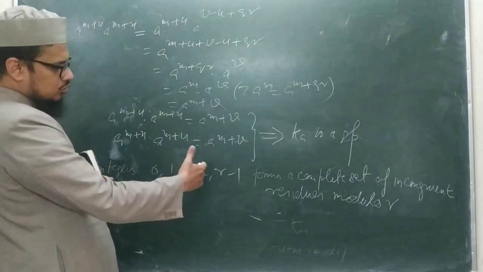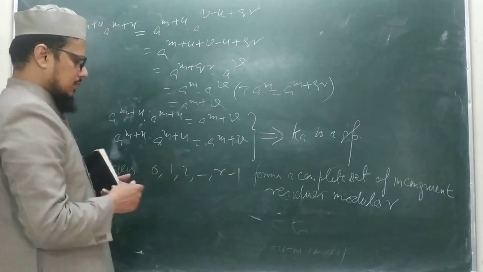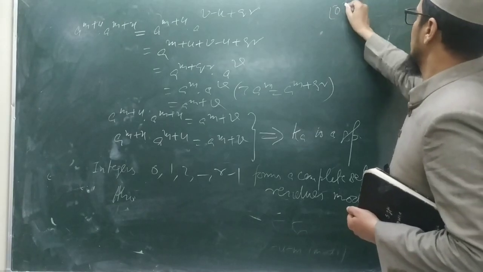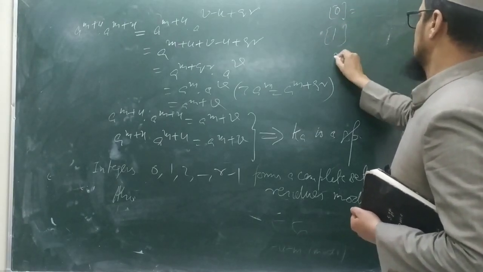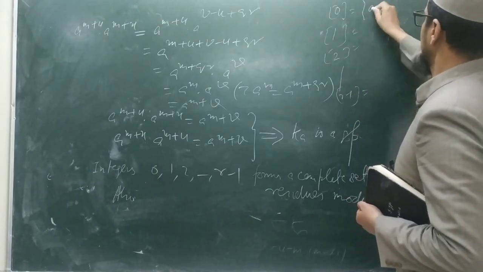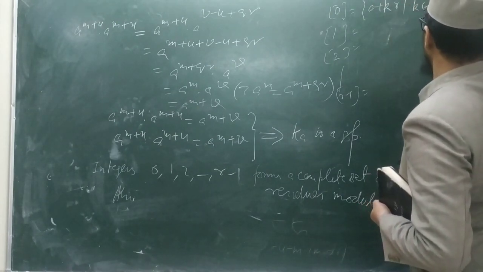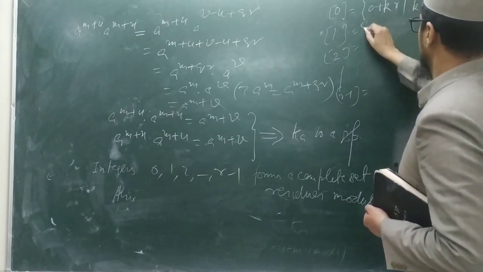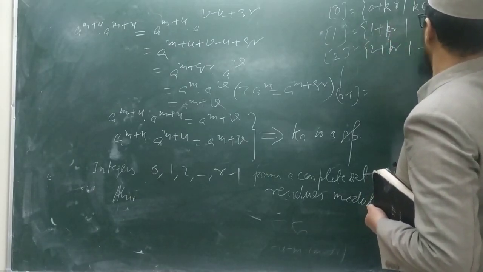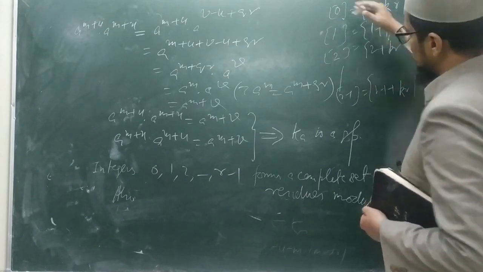Integers 0, 1, 2, ..., r minus 1 form a complete set of incongruent residues modulo r. Basically, these are the equivalence classes 0, 1, 2, ..., r minus 1. It is like this: 0 plus kr, where k belongs to the integers; 1 plus kr; 2 plus kr; r minus 1 plus kr. So these are the equivalence classes.